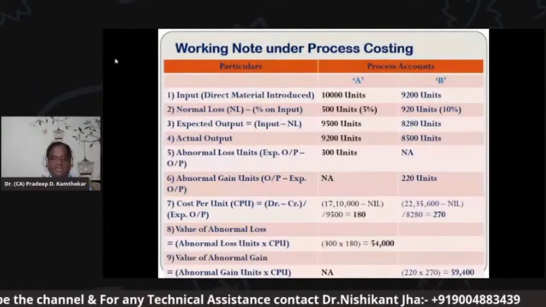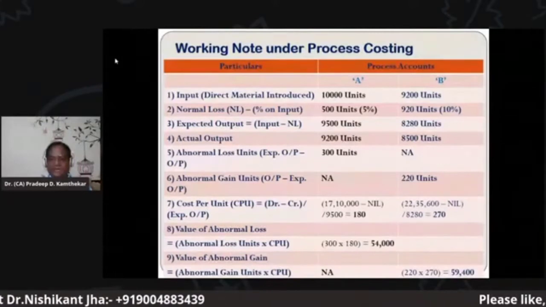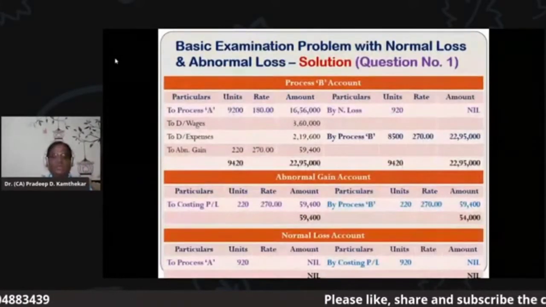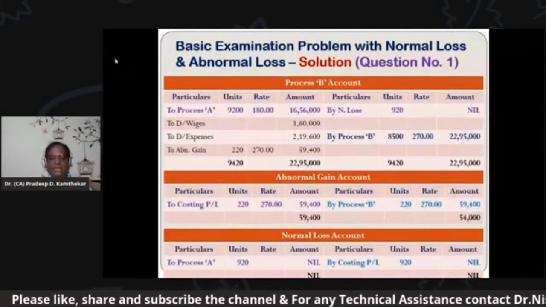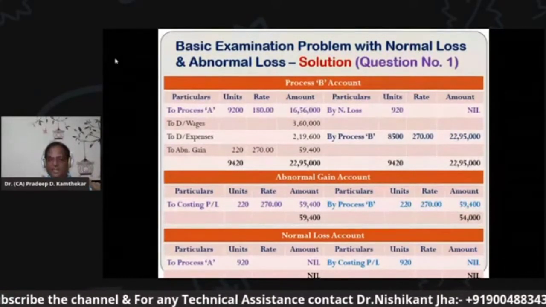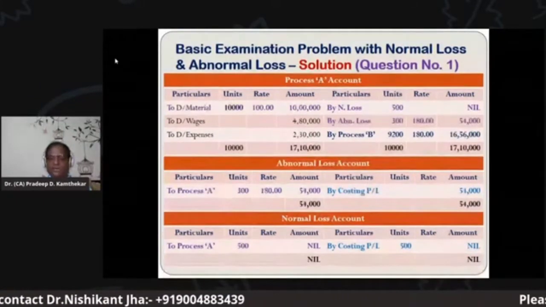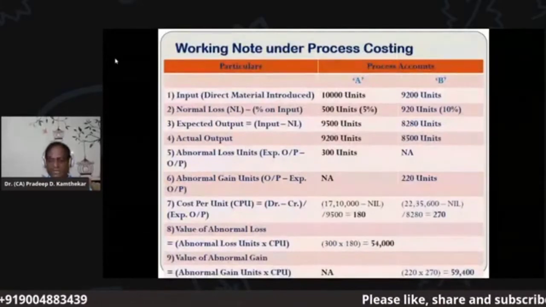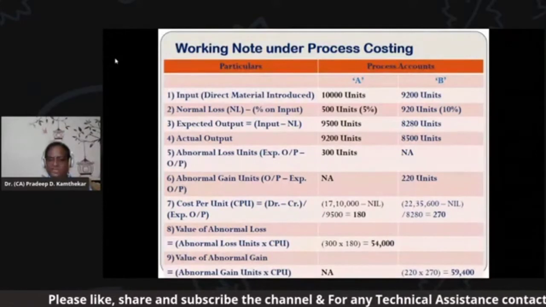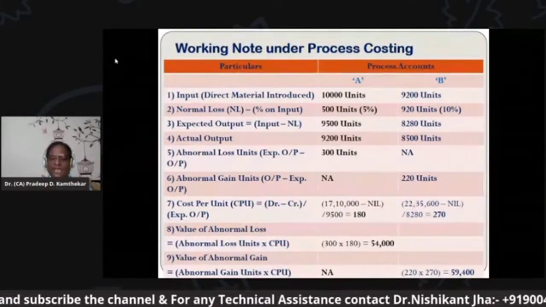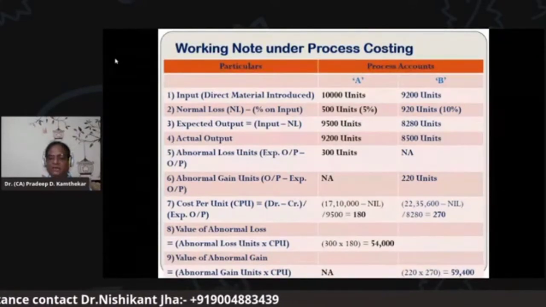And now see process B, debit actually is 22 lakh 35,600. Here see 16 lakh 56,000 plus 3 lakh 60,000 plus 2 lakh 19,600, debit total minus credit side normal loss, which is nil. So this is 22 lakh 35,600 minus nil divided by expected output 8,280. So the cost per unit is 270, multiplied by 220 abnormal gain units. The value of abnormal gain units is 59,400.